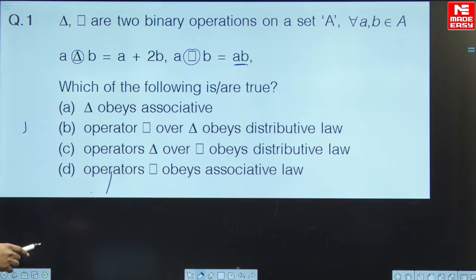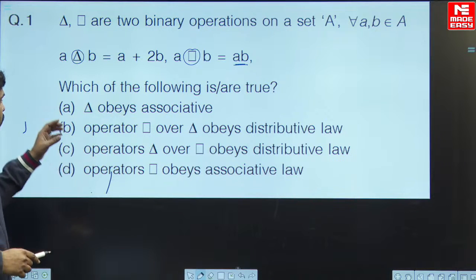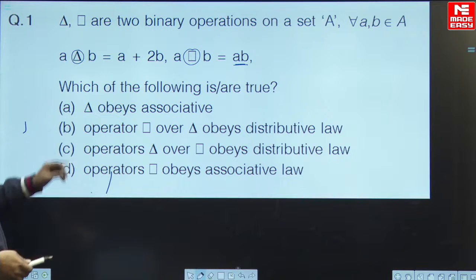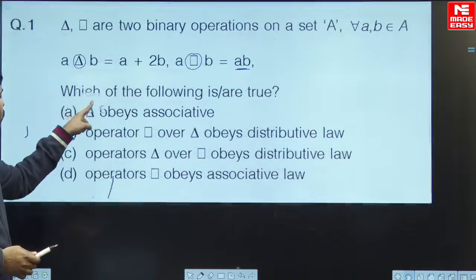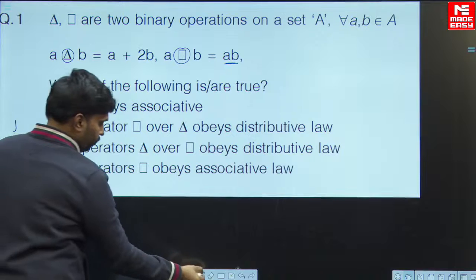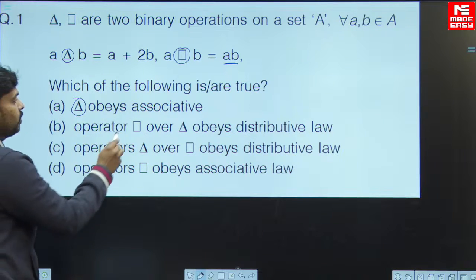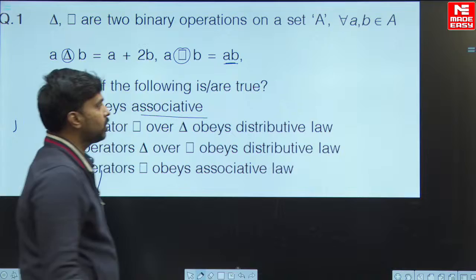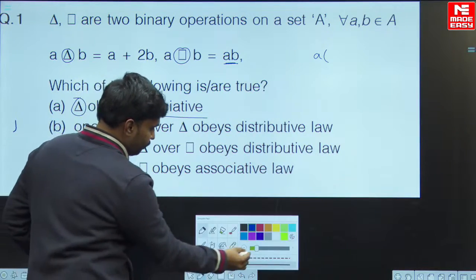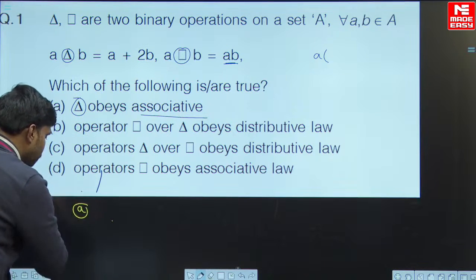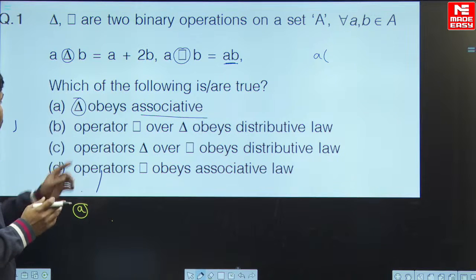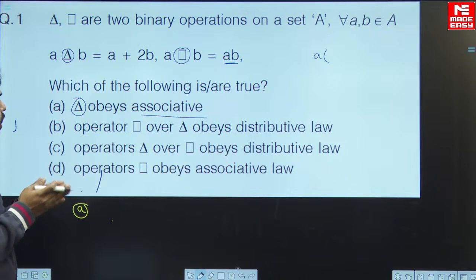And we have to check which of them are true here. It's an MSQ question, so more than one answer can be true, so we have to check all the options. So the first one says this binary operation is associative. So for associative, suppose I take option A first, and I want to verify whether this delta binary operation is associative or not.